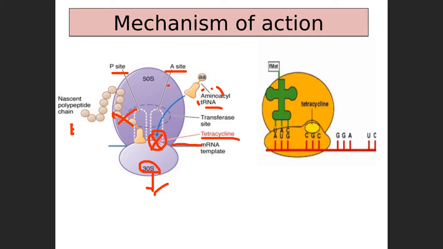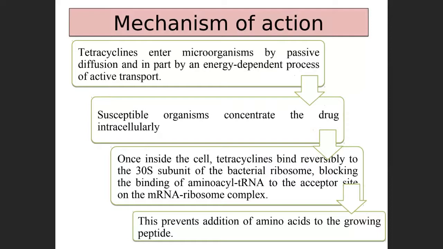So this is the mechanism by which tetracycline inhibits protein synthesis. How? By blocking the A site on the 30S subunit of the ribosome and inhibiting the binding of tRNA on the A site. Once it blocks the A site, it will ultimately block the synthesis of the protein. The same thing is written over here.